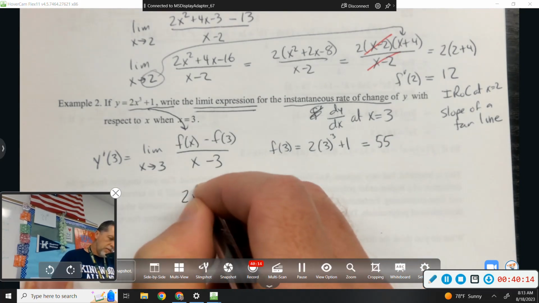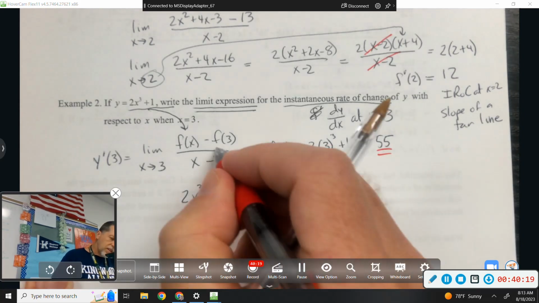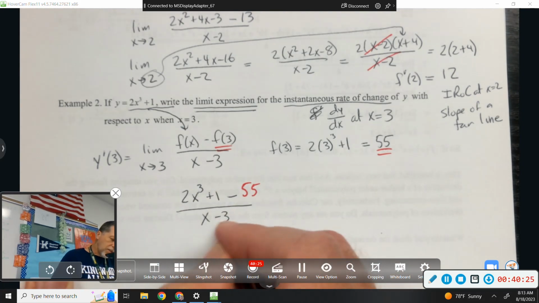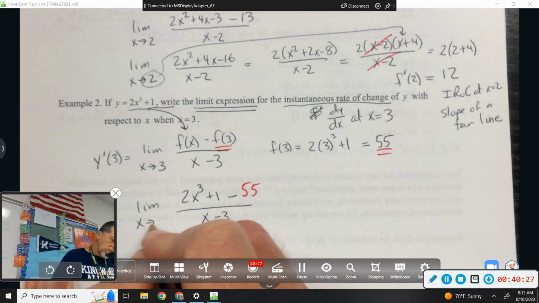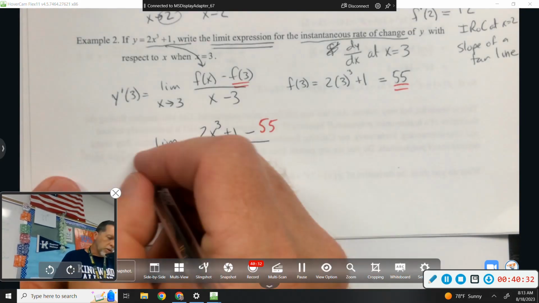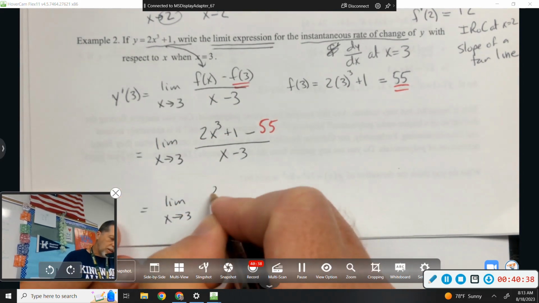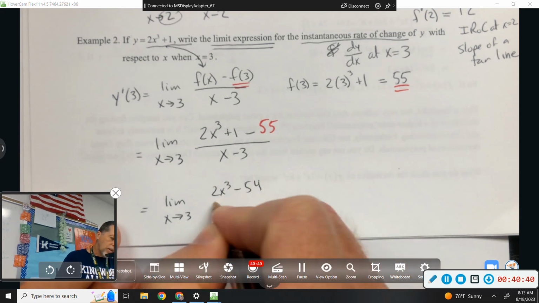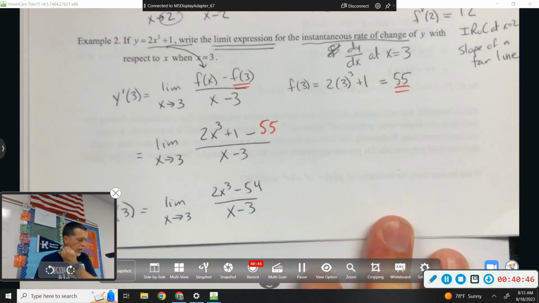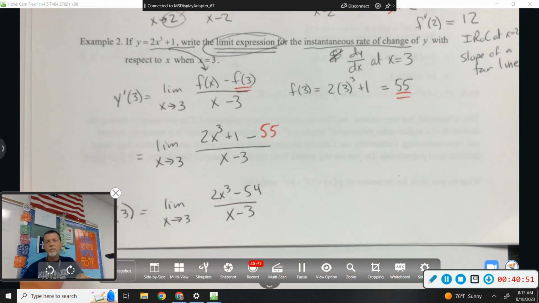2x cubed plus 1 minus 55 all over x minus 3. I guess that would suffice as a safe stop. I want to go one more step. Limit as x approaches 3 of 2x cubed minus 54 over x minus 3. Now we're going to stop there because of time and because that said where to stop. That's a limit expression. I don't need to go any further.